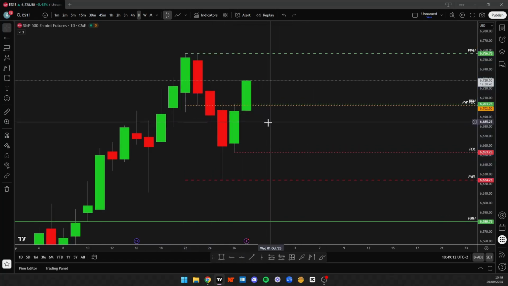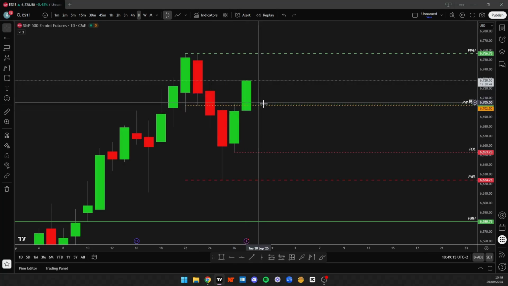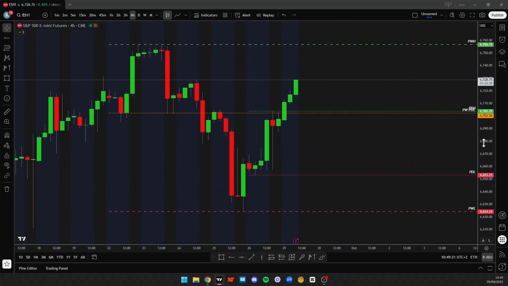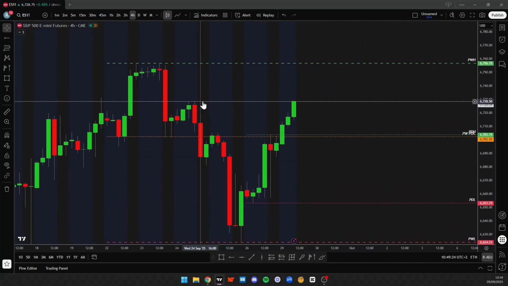Okay, so we can see that we also smashed through the previous week POC. Now let's head to the H4 time frame and start looking for our supply and demand levels. So as you can see, we have a supply right here where the market is currently in.